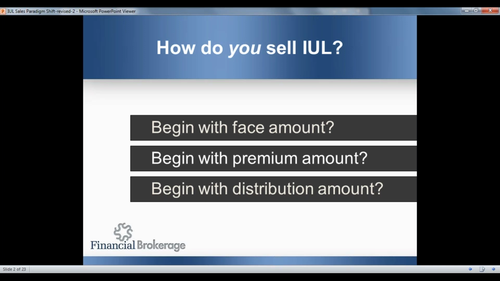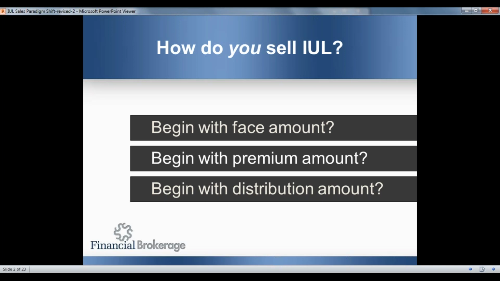Now, I want to start by asking you a few questions. How do you sell IUL right now? Do you begin with the face amount? And this is pretty common. I get this request a lot from advisors and agents who call and ask for an illustration. They say, yeah, I'd like to get an IUL illustration for my client for $500,000. Well, if that's the question, then I have to respond back with several other questions, because I don't know what the goal is here, right? Is it a protection-based sale? Is it an income-based sale? And when we start with the face amount, that's usually not the best way to illustrate an income-based sale.